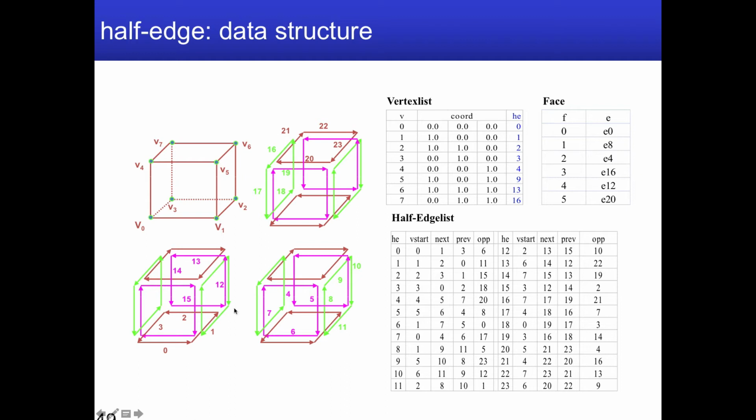For example, let's take half-edge number 0. The next one is 1, you see, here you have 1, and the previous one is 3. The V start is 0 because it emanates from here. And the opposite of this one is 6. With this table, you can understand how half-edges work. This is the most compact way to represent a mesh with all the relations that you need, like vertex-vertex, vertex-edge, face-face, without the need of additional structures.